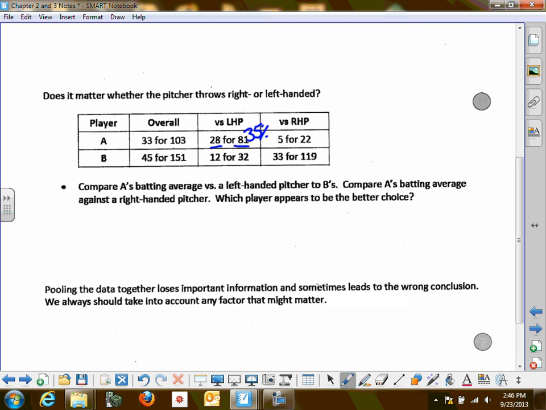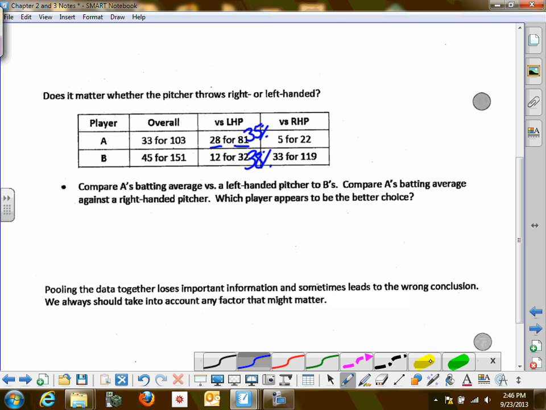Okay. Next. 12 out of 32. Player B. Okay, here we go to the facts. We're not talking about confounding the study. 12 out of 32 is a percent of 38%. So against left-handed pitchers, who's better? Against left-handed pitchers, I would send player B to the plate.